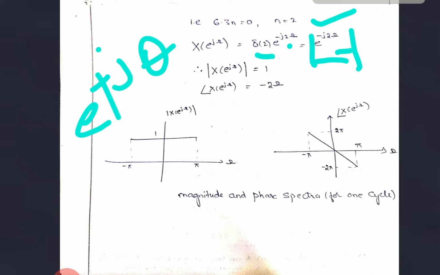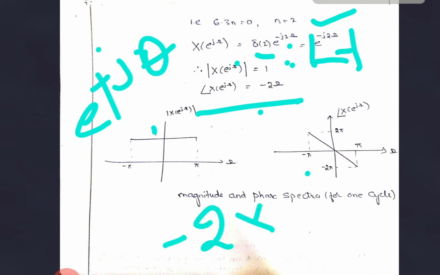minus 2 omega, because the minus sign comes here. Now drawing the magnitude and phase for one cycle, that is from minus pi to plus pi. The amplitude is constant for whatever the omega value, therefore it is 1. Now the angle is minus 2 omega. If I substitute minus pi, minus 2 into minus pi, minus of minus becomes plus, so it is plus 2 pi.